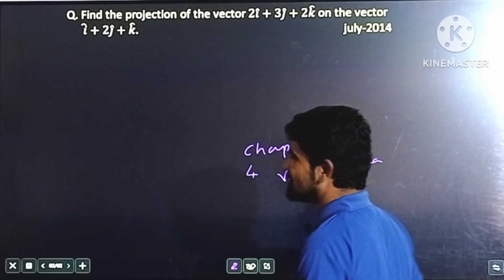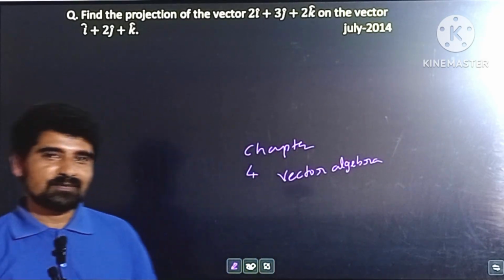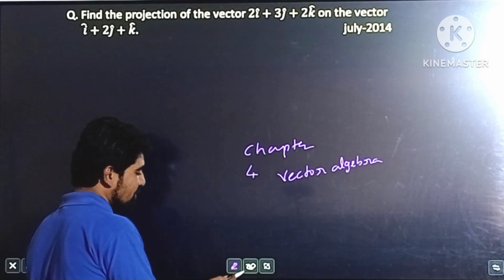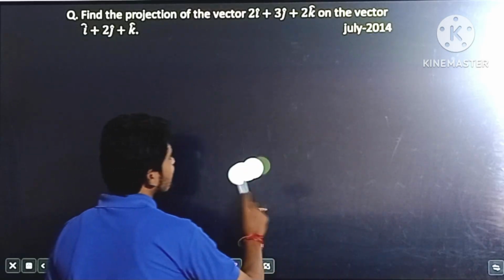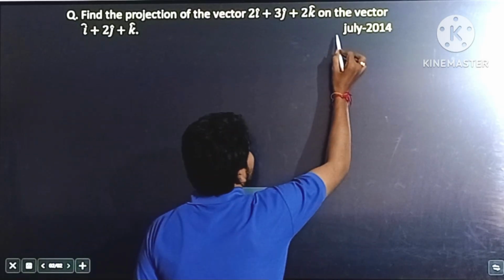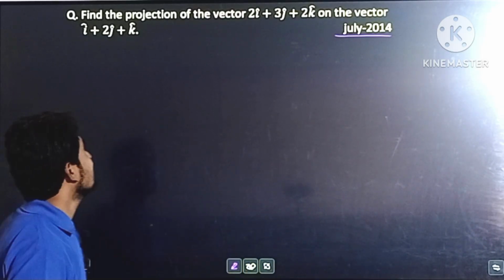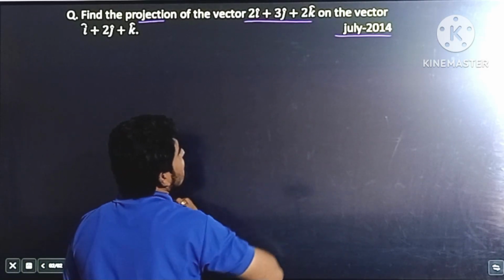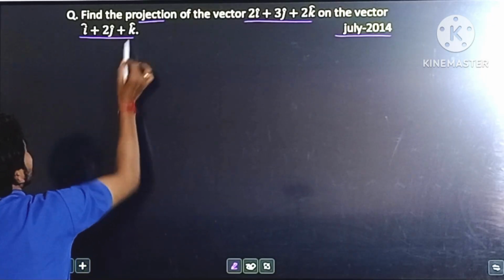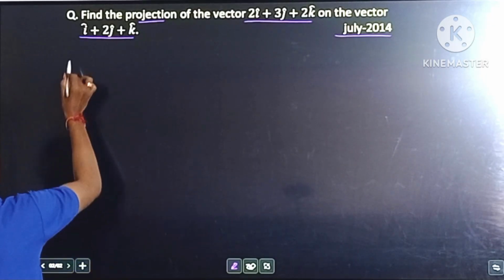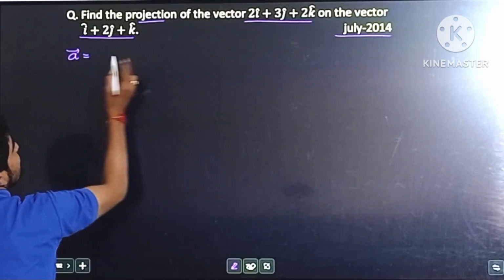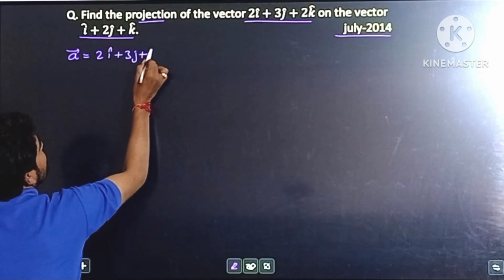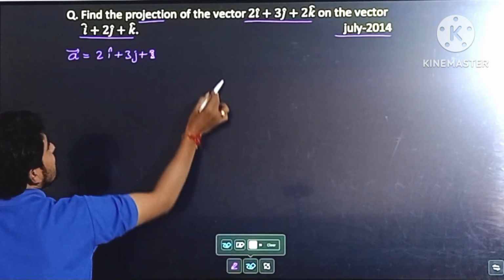So today I am going to solve some of the previous year questions and most important questions for your annual examinations. Here is the first question, asked in July 2014. Find the projection of the vector 2i plus 3j plus 2k on the vector i plus 2j plus k. Let's say the first vector is a vector, so a vector is equal to 2i plus 3j plus 2k.